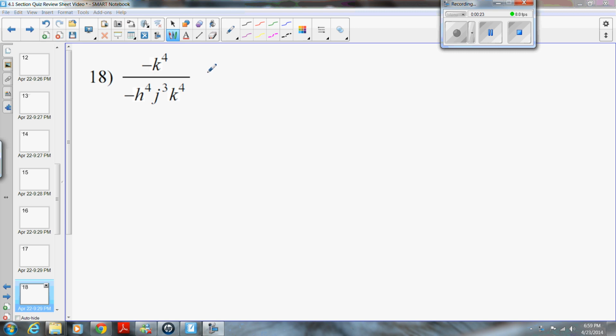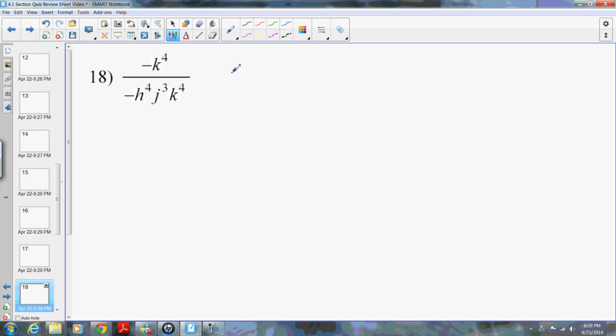18. Negative k to the fourth over negative h to the fourth, j to the third, k to the fourth. Okay, so first of all, are there any negative exponents? No, not entirely. No negative exponents here. The only simplification that involves combining variables here is the division of k to the fourth and k to the fourth.